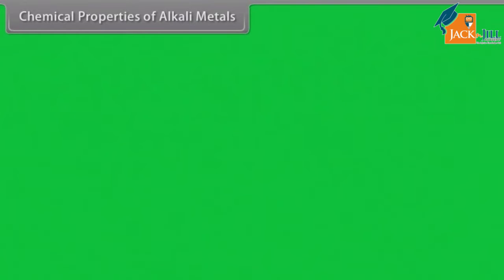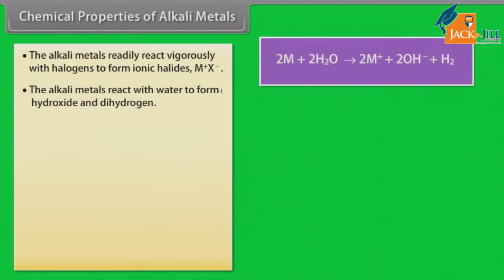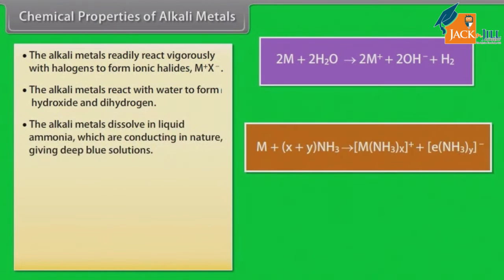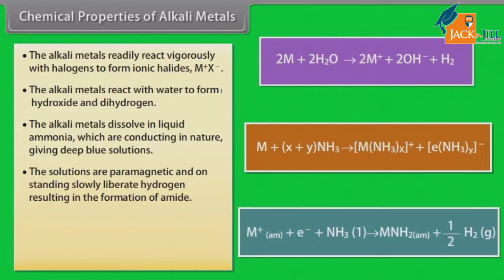Chemical properties of alkali metals. The alkali metals react vigorously with halogens to form ionic halides, M+ X-. The alkali metals react with water to form hydroxide and dihydrogen. The alkali metals dissolve in liquid ammonia, giving deep blue solutions which are conducting in nature. The solutions are paramagnetic and on standing slowly liberate hydrogen, resulting in the formation of amide.